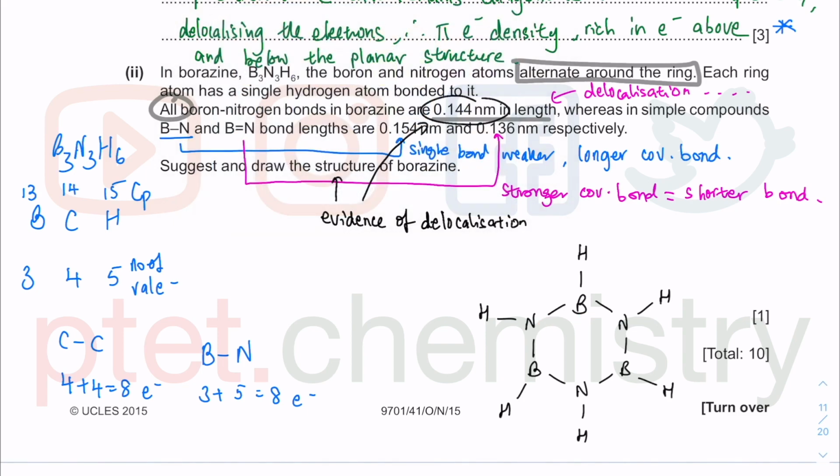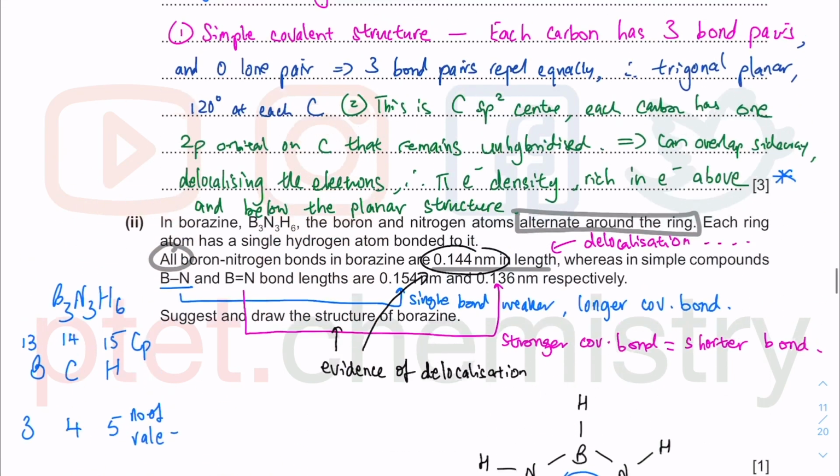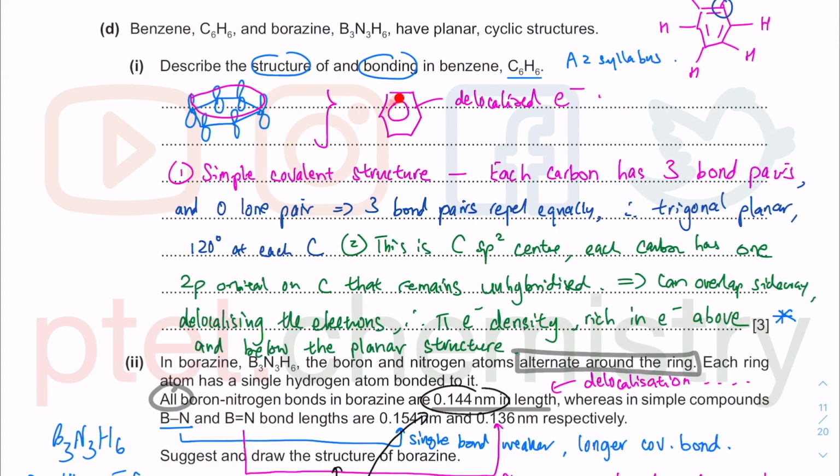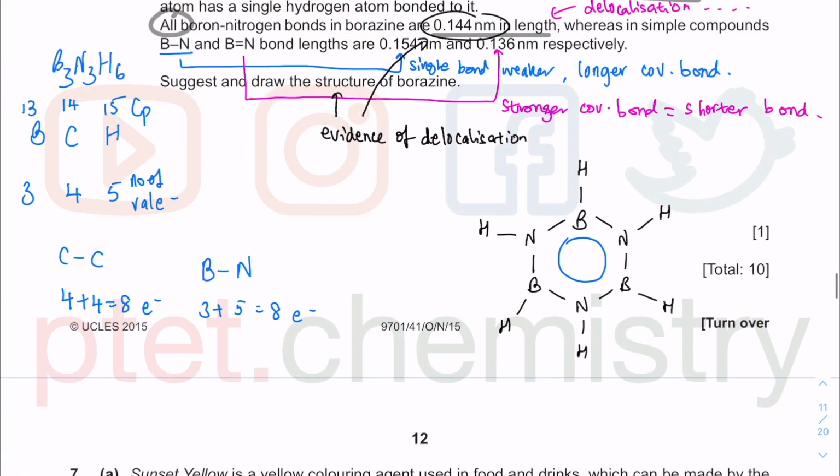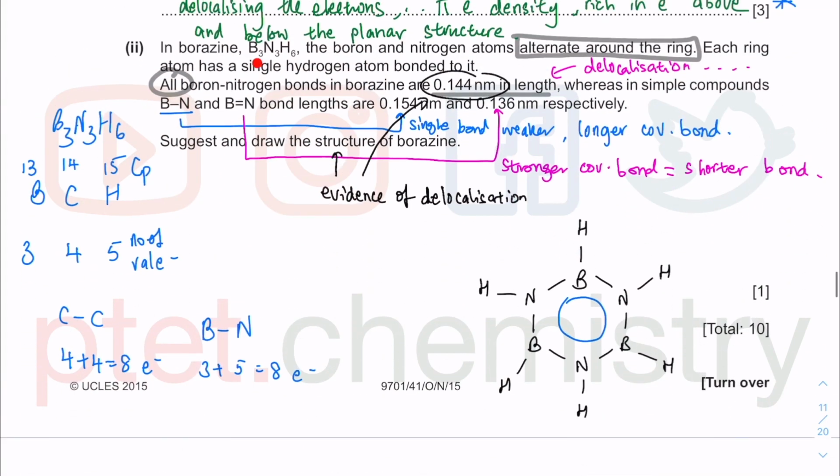So what actually happens is you must get a ring structure that represents the delocalization of electrons and not alternating single and double bonds, because even though they say this, they also mention that all of them are the same length, which is the evidence of delocalization, just like what we had earlier with benzene chemistry. We therefore draw this ring for borazine, B3N3H6 there. And that's the 1 mark question for the suggested structure. So that's the end of that 10 mark question there.